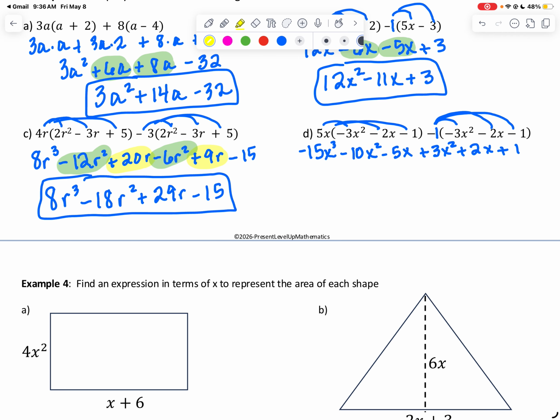Now I'm going to look for like terms. I have a negative 10x squared that could be combined with a positive 3x squared. And I have a negative 5x, which could be combined with a positive 2x. So final answer, negative 15x cubed. Combine the negative 10x squared with the 3x squared to get negative 7x squared. Combine the negative 5x with the 2x to get negative 3x, and then plus 1.